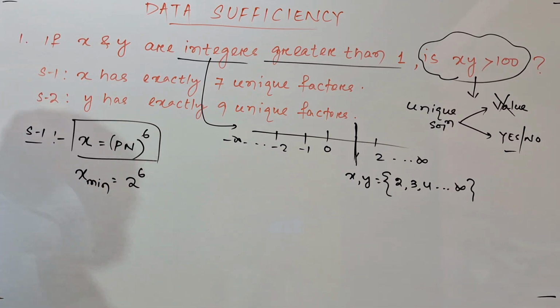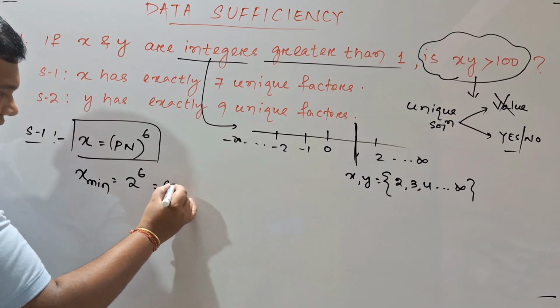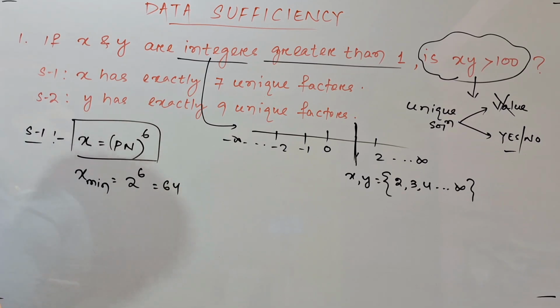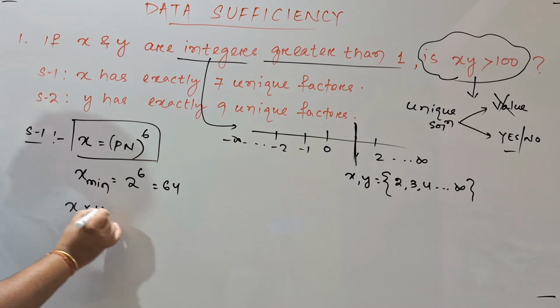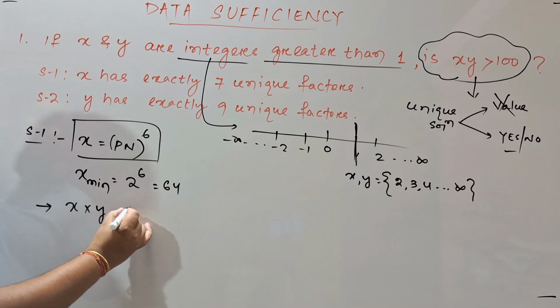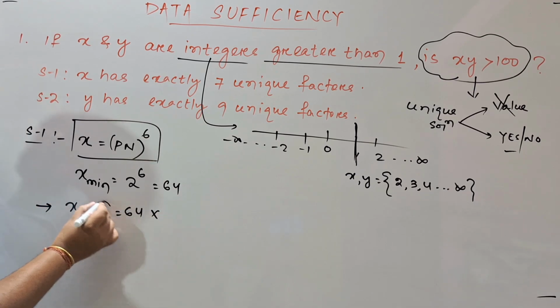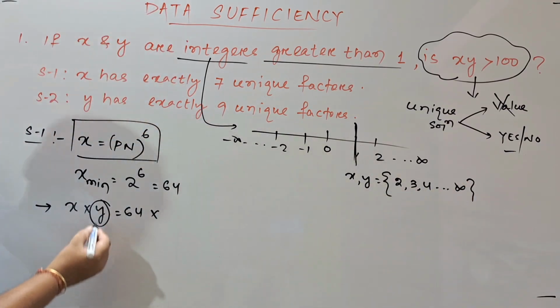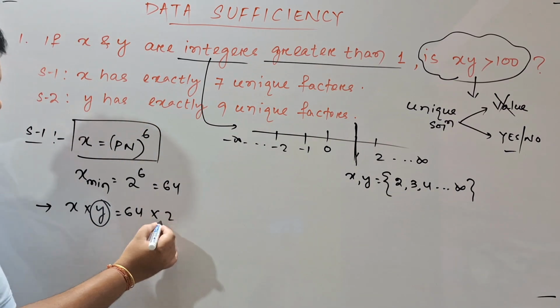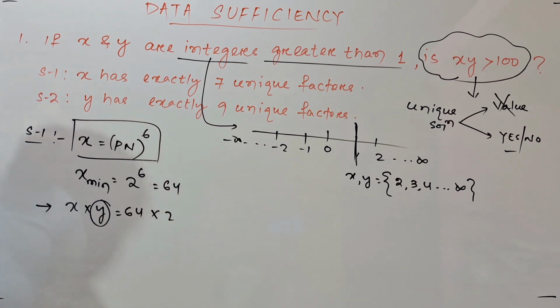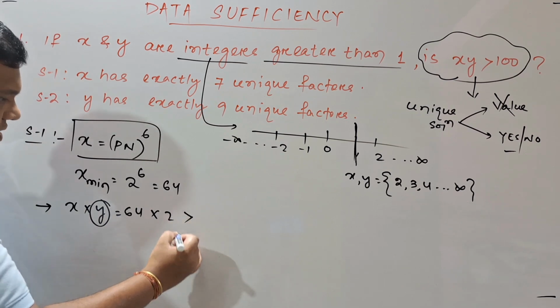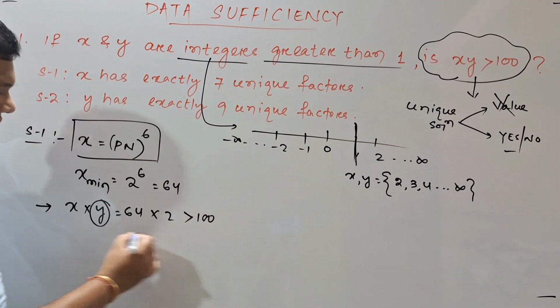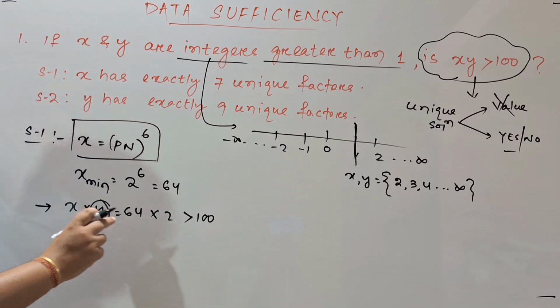Here the minimum value is 2 to the power 6, that is equal to how much? 64. Now I have to check, is xy greater than 100? Acha, what is x into y here? x is equal to 64. And here y minimum is what? y is 2, 3, 4. So if I put y equal to 2, this is equal to how much? 128. This is greater than 100. And here, is xy greater than 100?